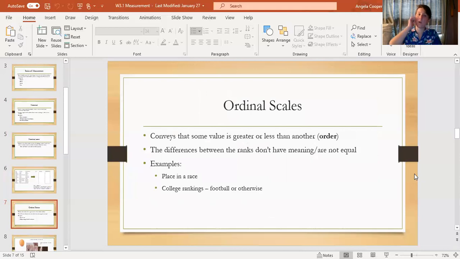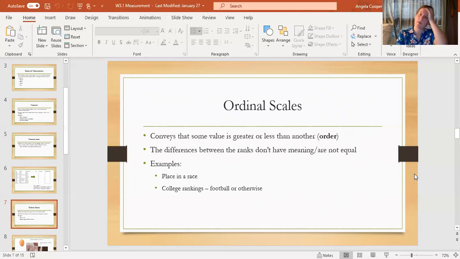So moving on to ordinal scales. This conveys value as greater or lesser than another. However, these distances between are not equal. So some examples could be a place in a race. If you're running a mile, let's say, and you get first place and you run a mile in 7 minutes, something that I will never accomplish in my lifetime.